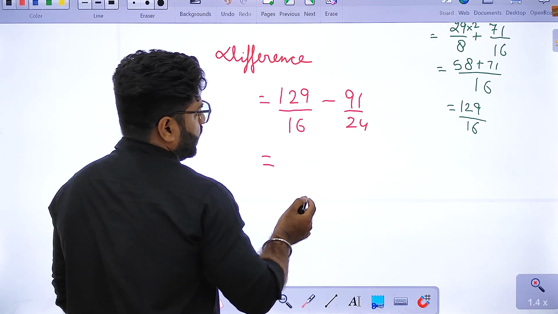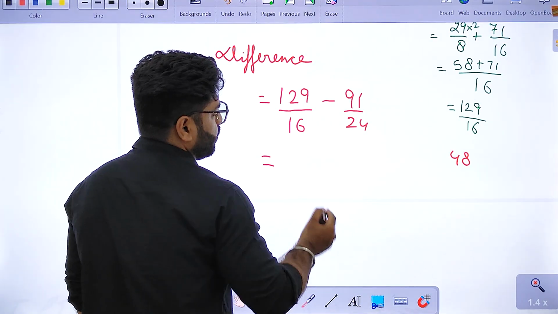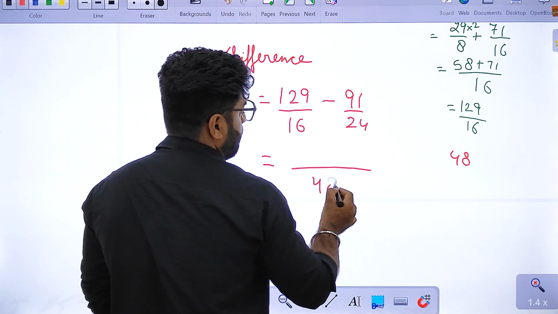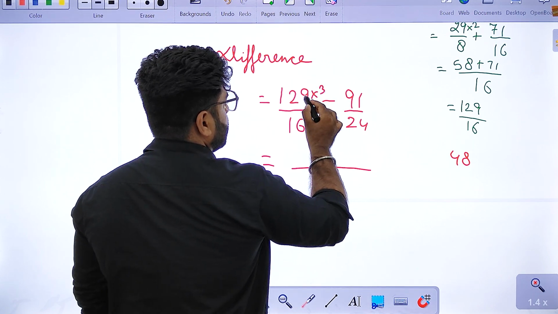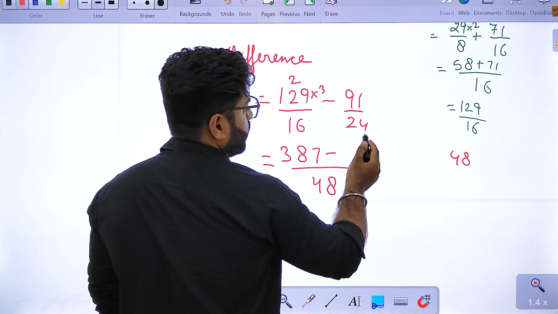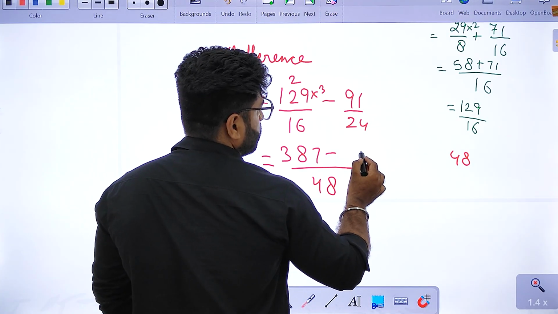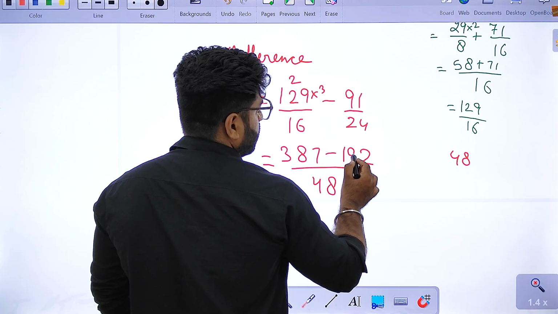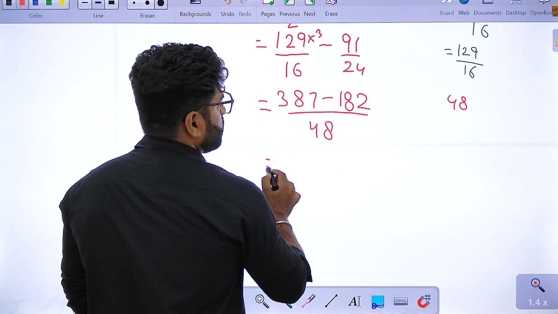Clear? So now take the LCM, that is 16 and 24, the LCM will be 48. So we have to multiply it by 3. 9 threes are 27. This is 2 sixes are 12, plus 7, 3 ones are 3, minus. Here we are having 48. We have to multiply by 2. This is 2 ones are 2. 9 twos are 18. So now we have to subtract these two numbers.